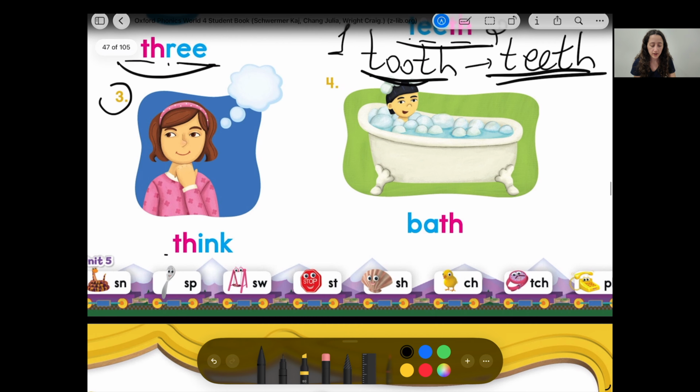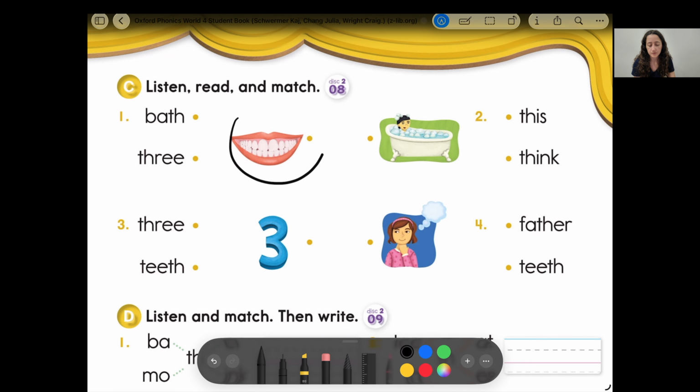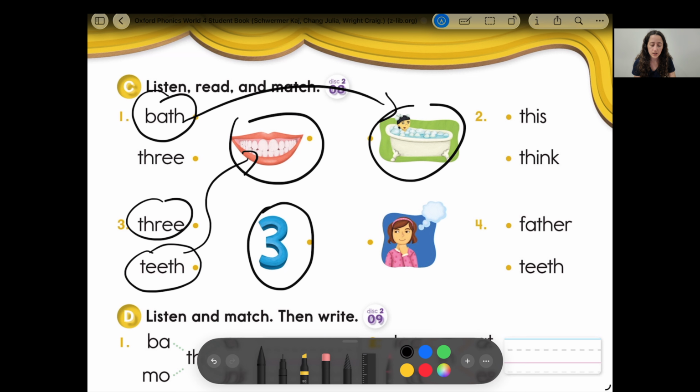Number 3, think. Think. And number 4, bath. It's taking a bath, having a bath. Good. So here we have this one, teeth. Where is the teeth? Oh, teeth. Then we have bath. Where is the bath? This is the bath. Then we have 3. Okay, 3, and think.